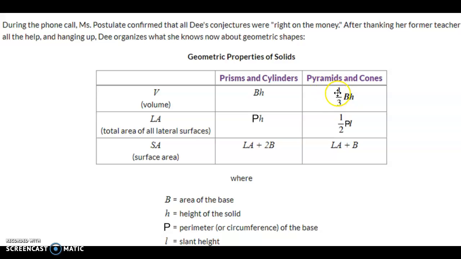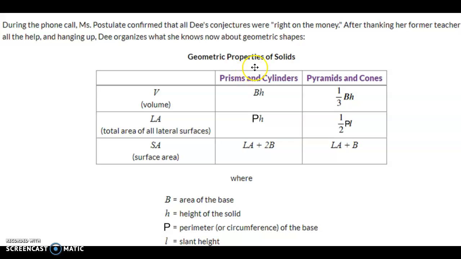Pyramids and cones are just 1/3 of that. So you would repeat this process, but then take that fractional part of it, just 1/3. Now, lateral area, remember, is the total area of all the lateral surfaces. So for a prism, the lateral faces are always rectangles. So you could just find the area of all those rectangles and add them together.